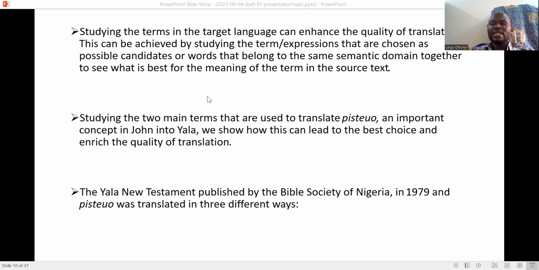Studying the 2 main terms that are used to translate pisteo, an important concept in John, into Yala, will show how this can lead to the best choice and enrich the quality of translation. The Yala New Testament was published by the Bible Society of Nigeria in 1979, and pisteo was translated in 3 different ways.